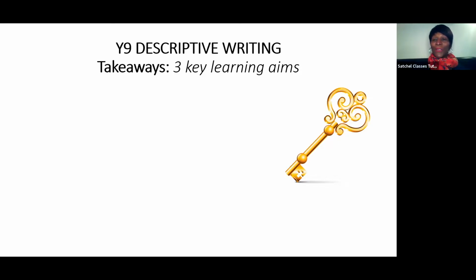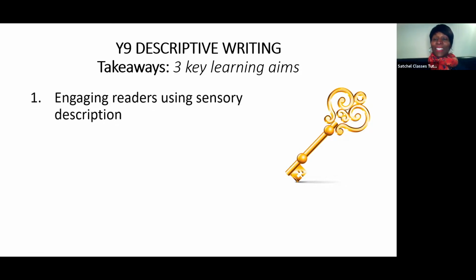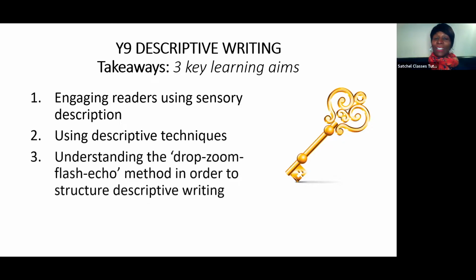Now, there are three key learning aims. Firstly, engaging readers using sensory description. Secondly, using descriptive techniques. And then finally, understand the drop, zoom, flash, echo method in order to structure descriptive writing.